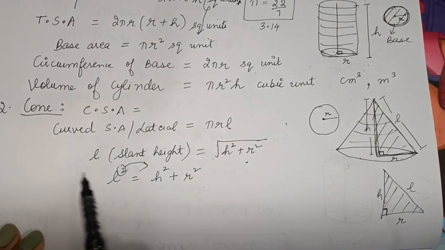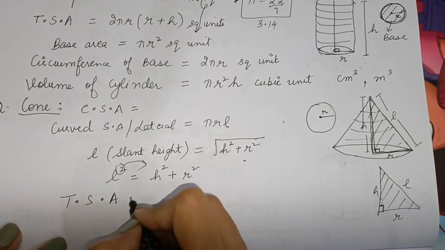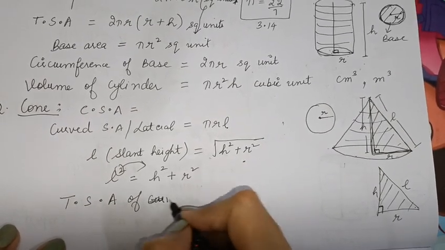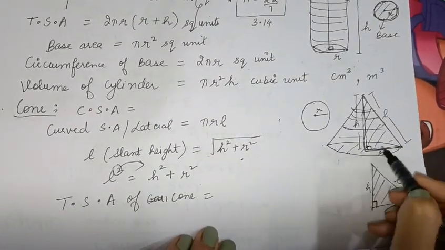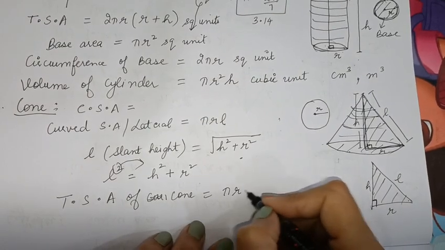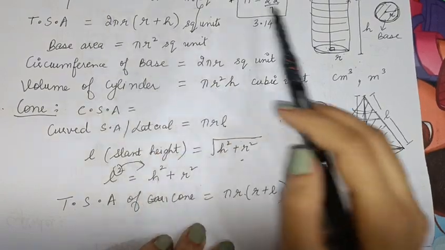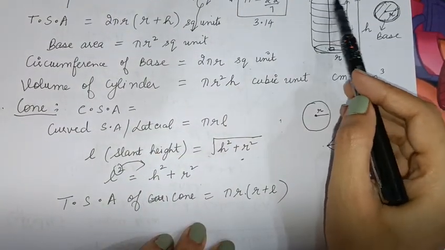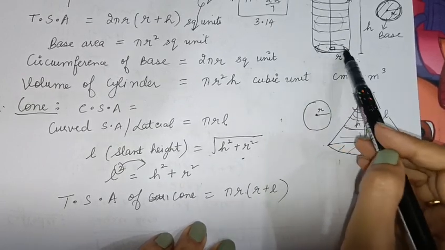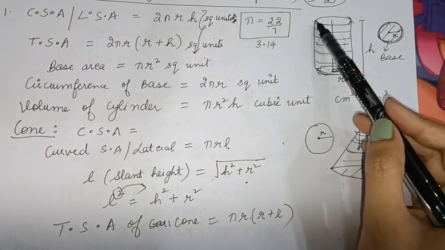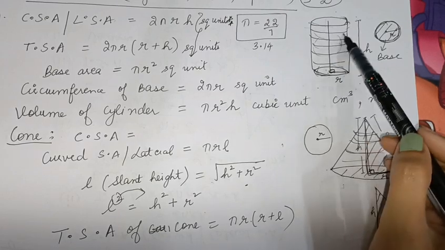So curved surface area we have done, then slant height's formula I have told you, then total surface area of cone. Total surface area includes this area as well as the area of the circle. So its formula is pi r into (r plus L). Here also in case of cylinder, total surface area means curved surface area plus this circular part plus this circular part's area, both the circular parts' area. So total surface includes everything, curved surface includes only the curved part.